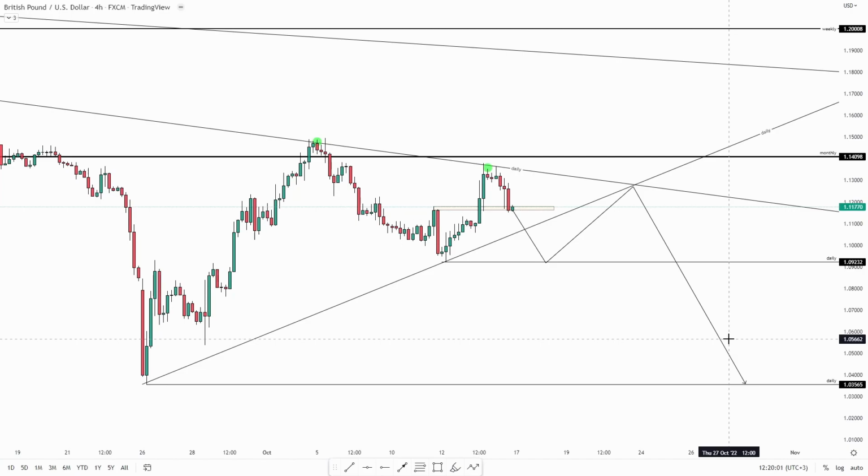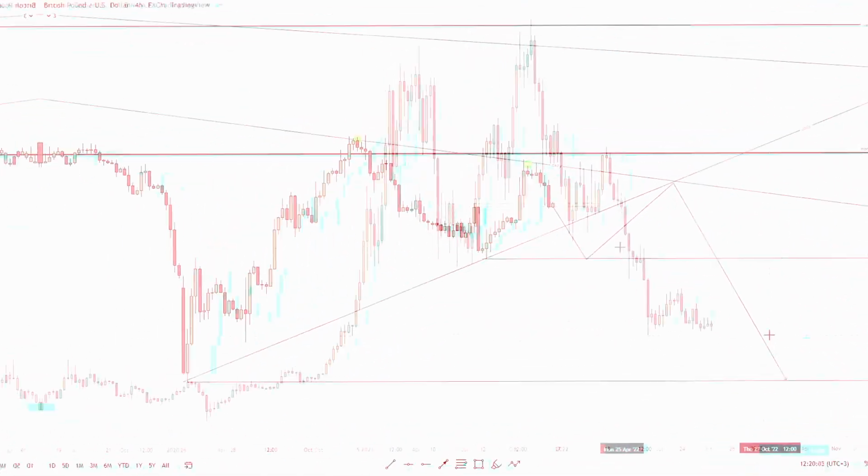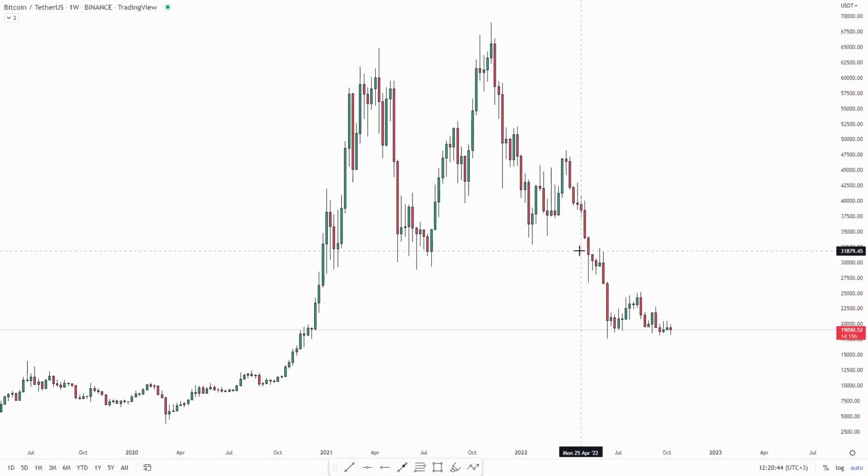Now I'm gonna make another chart here, and it's gonna be the Bitcoin. Again, we are gonna start with the weekly time frame, and we have to make our monthly levels of support and resistance, and the weekly levels, and the weekly trend lines as well.